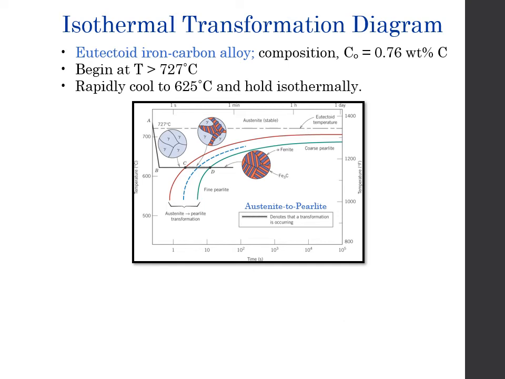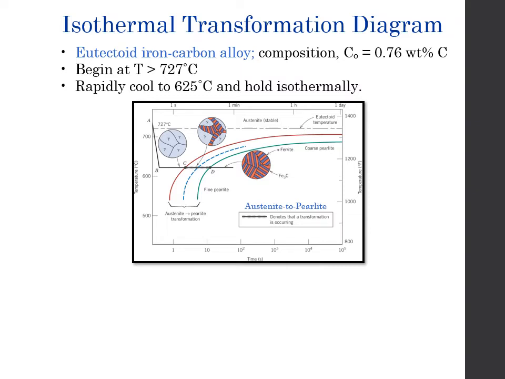Next, the isothermal transformation diagram can only occur when the composition is at the eutectoid composition, which is 0.76%. This you can refer to in the iron carbide phase diagram from before. And this S curve, this TTT diagram, can only be obtained if your material is heated above the eutectoid temperature, which is above 727 degrees Celsius.